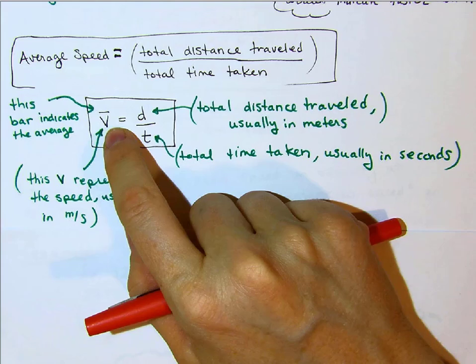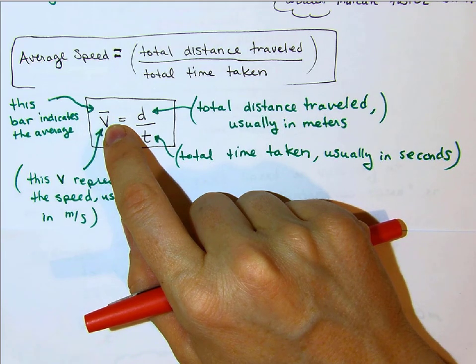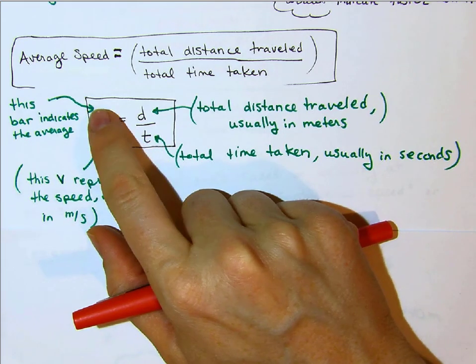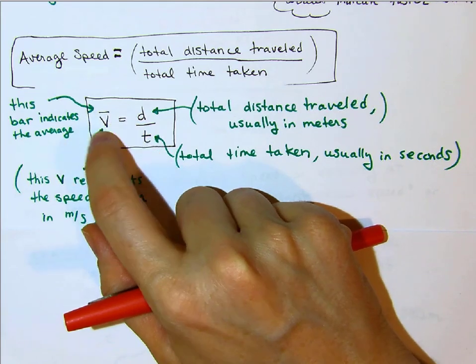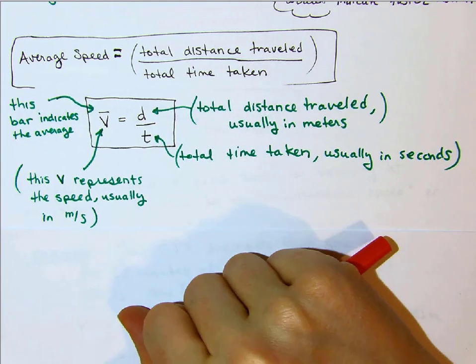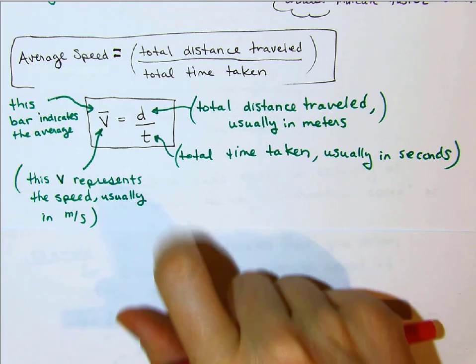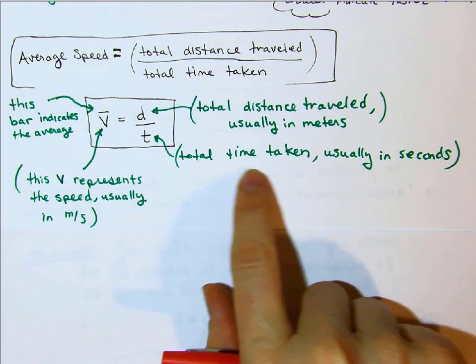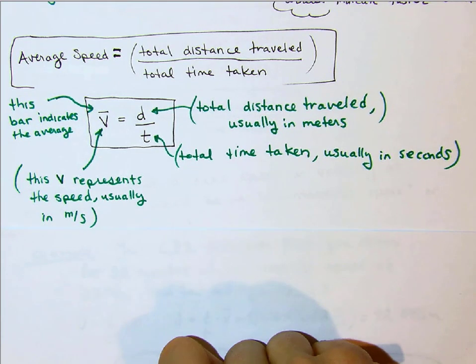So our abbreviation for speed is V. And that was your book's choice. I don't really agree with it, but we're going to just follow what your book does, so that I'm consistent with your book. So V is going to stand for speed, and this little bar over the top of it means average. So this represents your average speed right here. D represents the total distance traveled, usually in meters, but it doesn't have to be. Meters is SI. And T is the total time taken, which if you're doing SI, you'd plug in seconds.